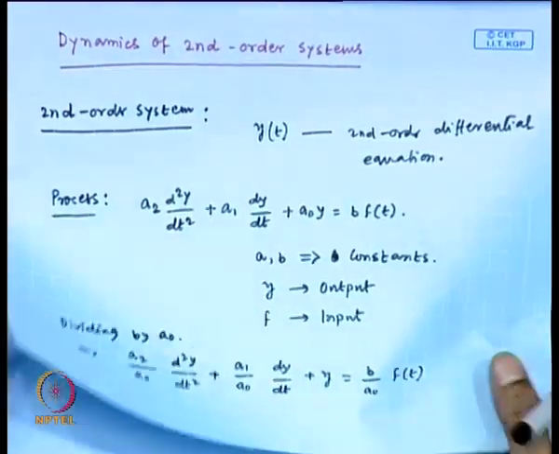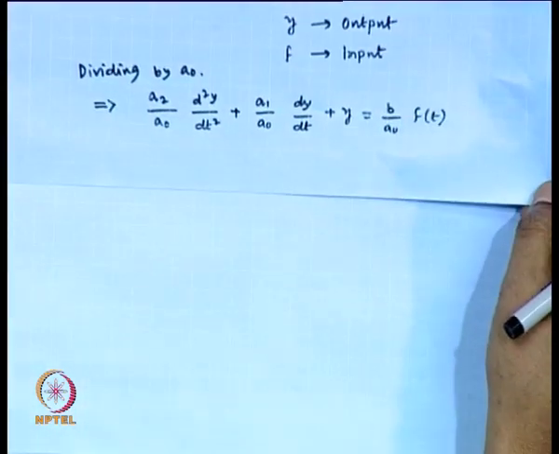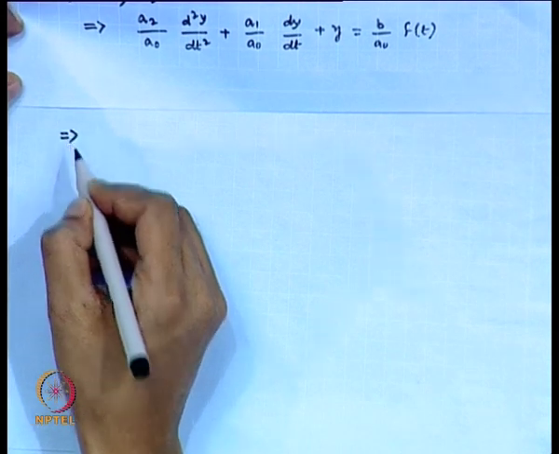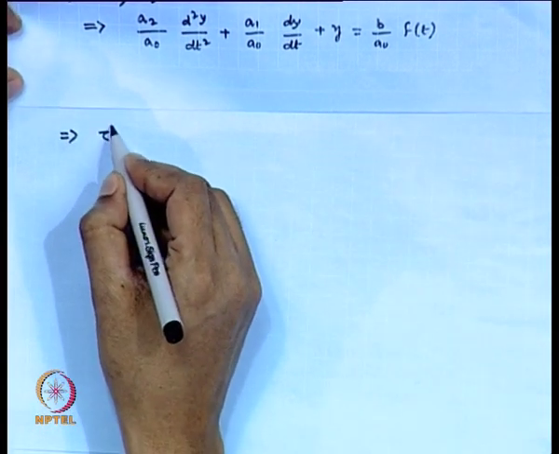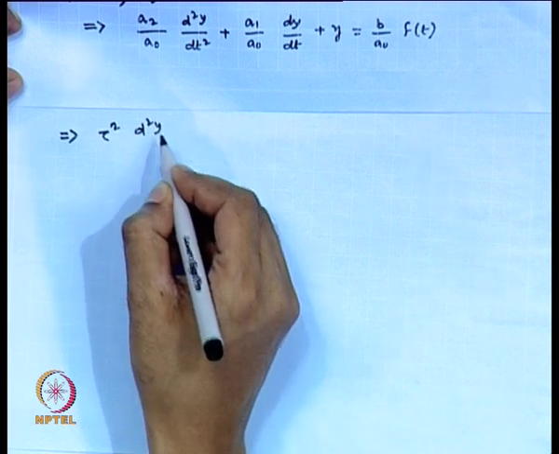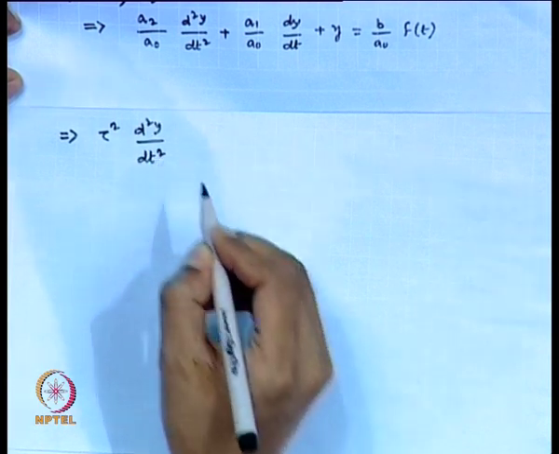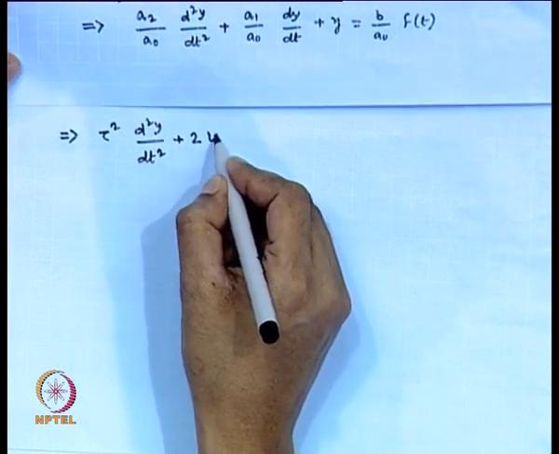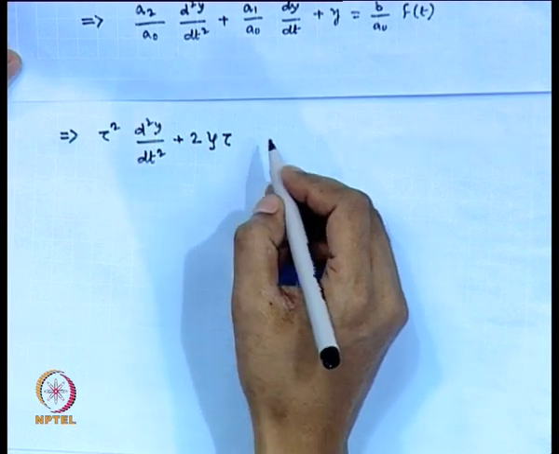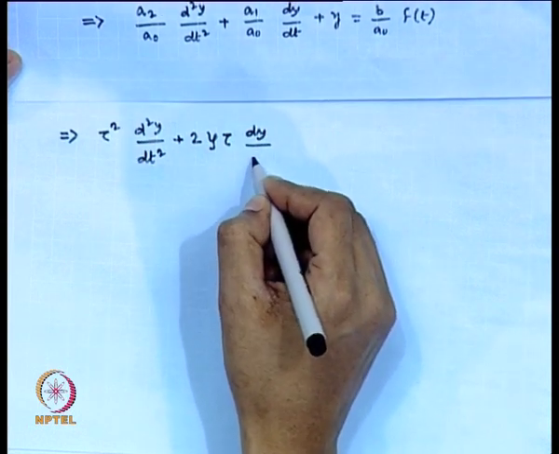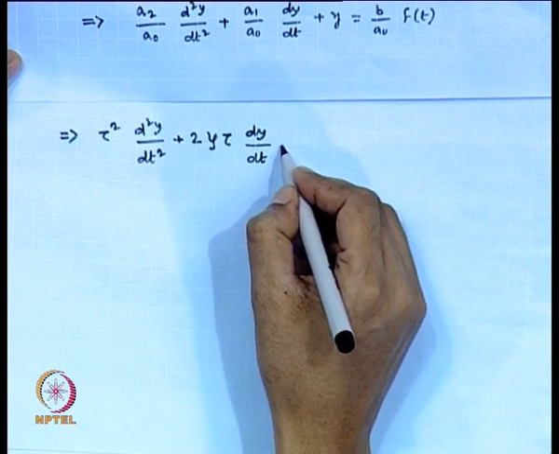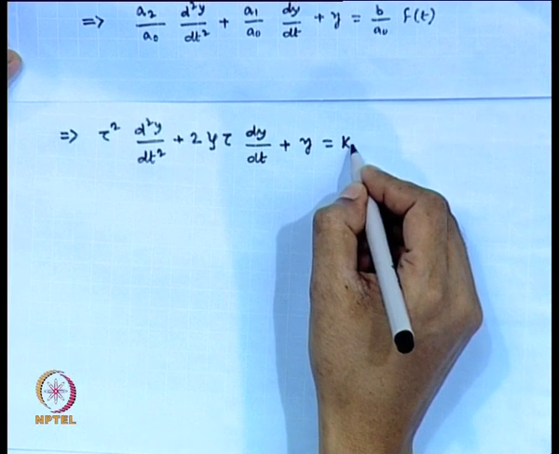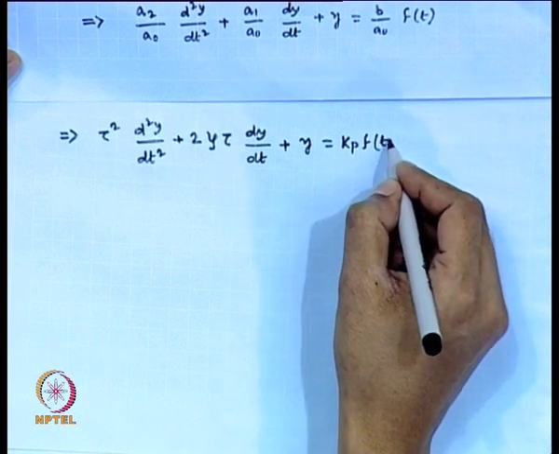Now, we will represent this equation by this form: tau squared d2y/dt squared plus 2 zeta tau dy/dt plus y equals Kp f(t).